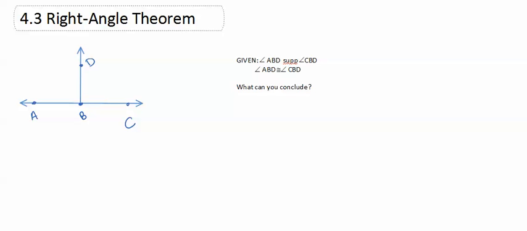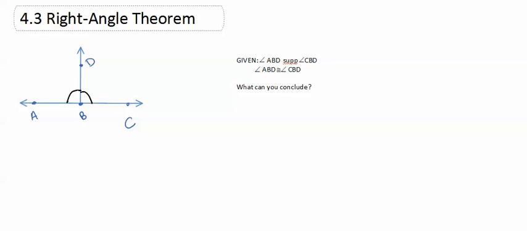In section 4.3, we will talk about the right-angle theorem. Let's suppose we have the diagram as shown, ABC being a straight angle, and we're given that angle ABD is supplementary to angle CBD, and we're also given that angle ABD would be congruent to angle CBD. So knowing those givens, what can we conclude?